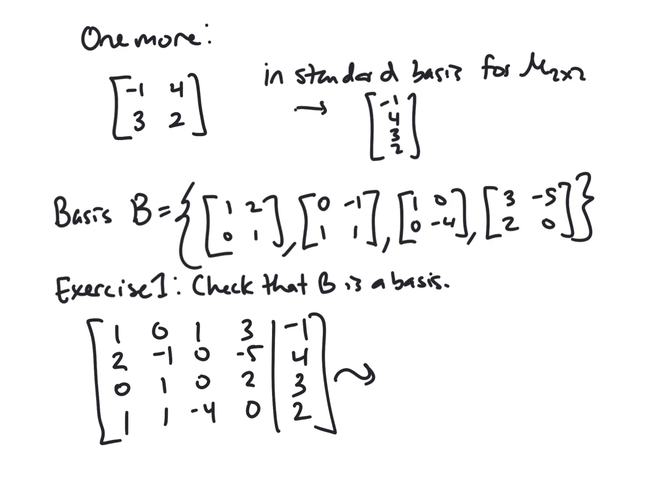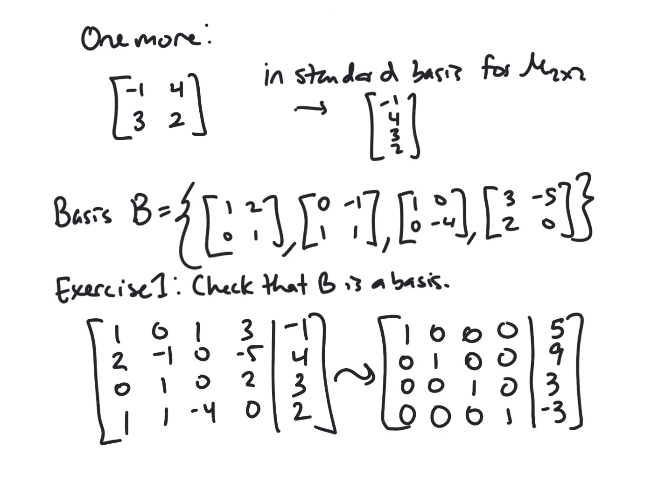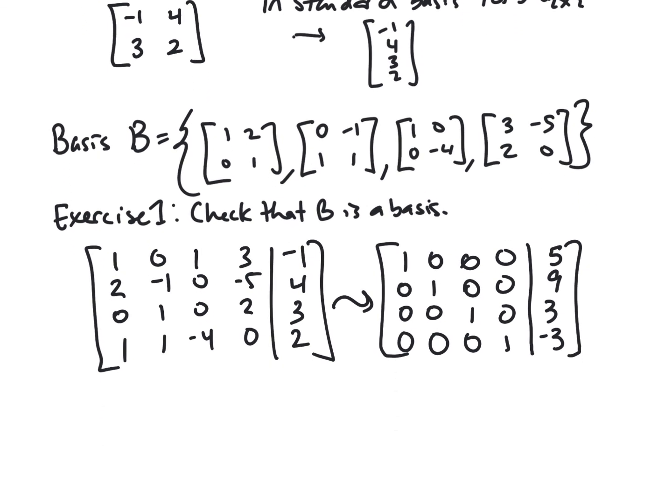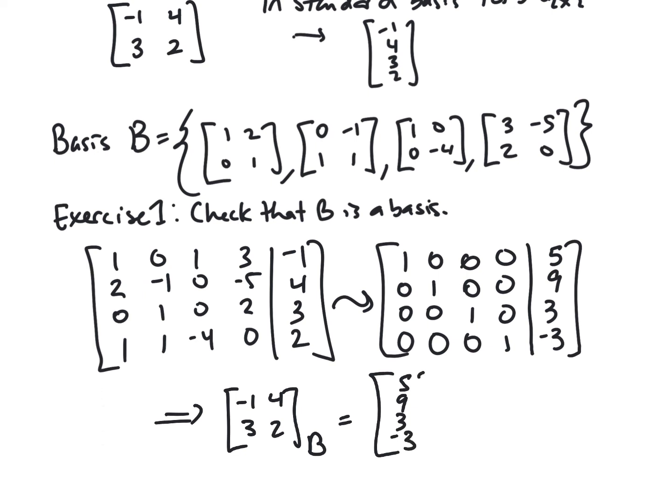And it turns out when you get the reduced row echelon form, you get this right here. So we have a pivot in every column, and so we can very quickly see, right, that c1 is 5, c2 is 9, c3 is 3, and c4 is negative 3. And so this means that my coordinate vector for this guy is going to be 5, 9, 3, negative 3.